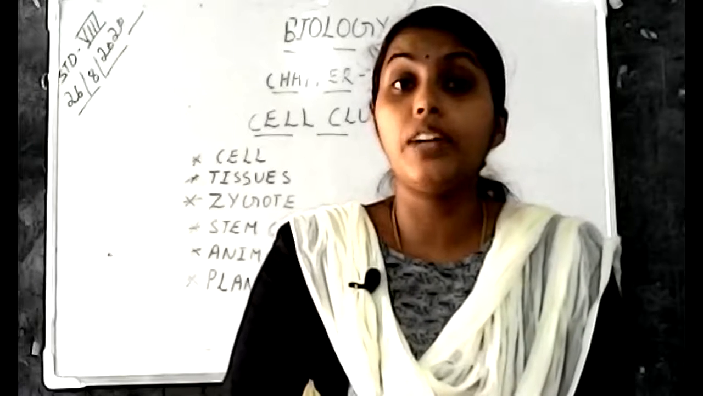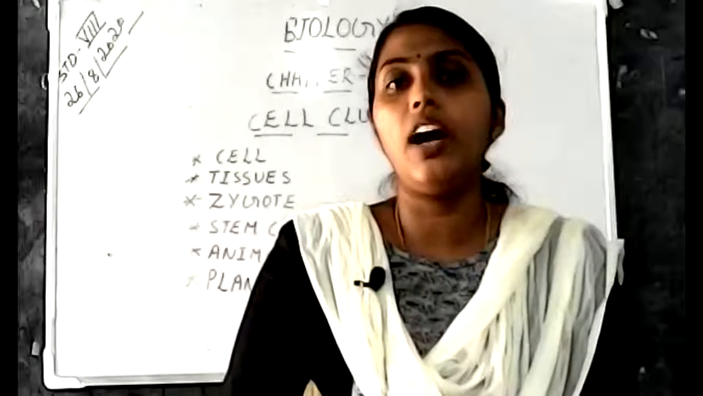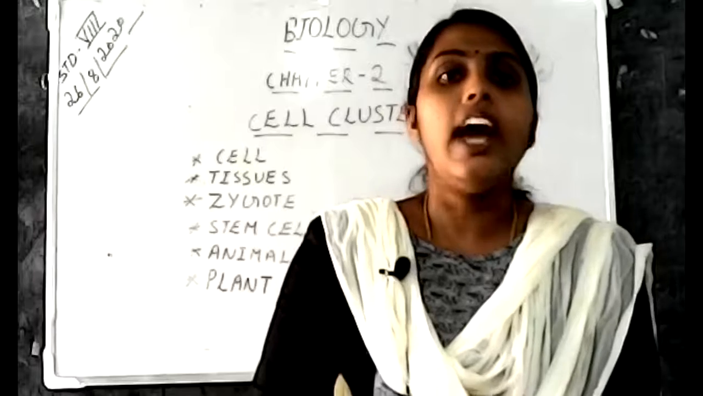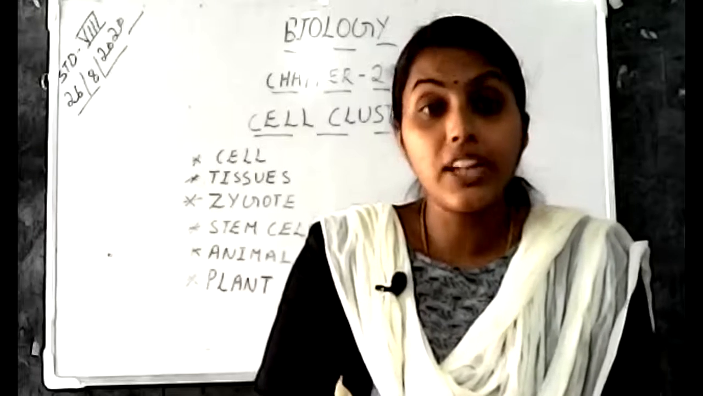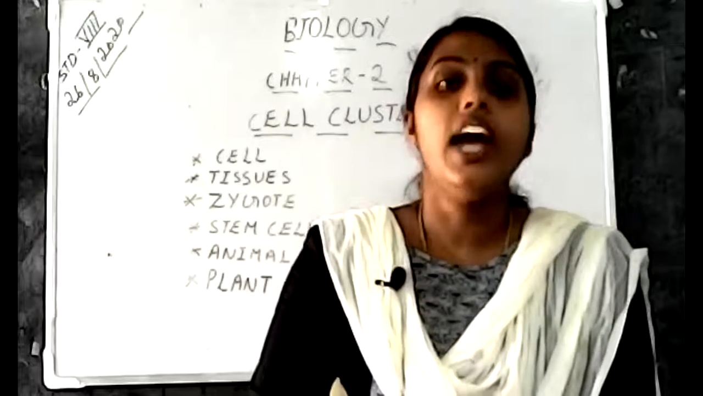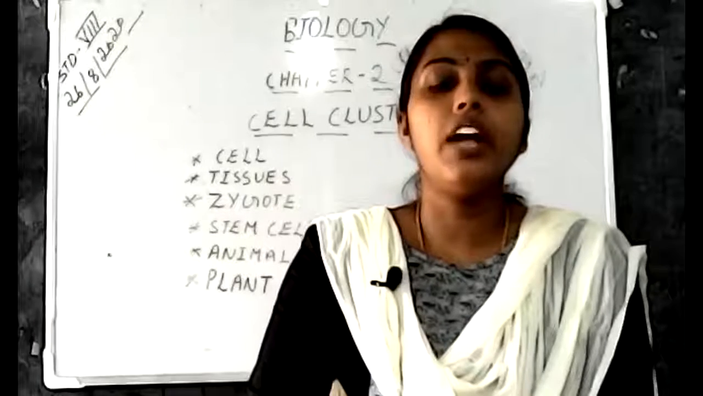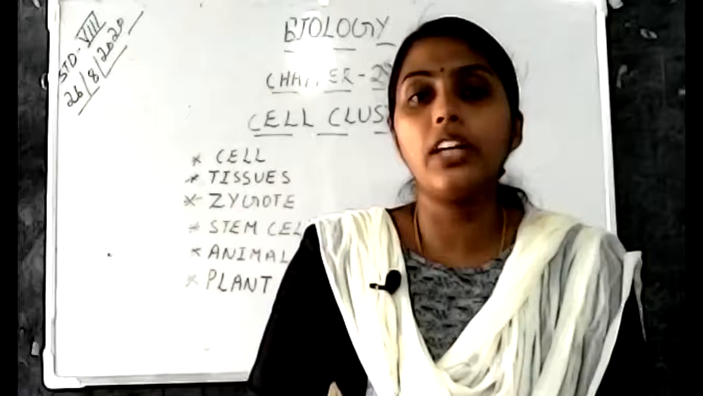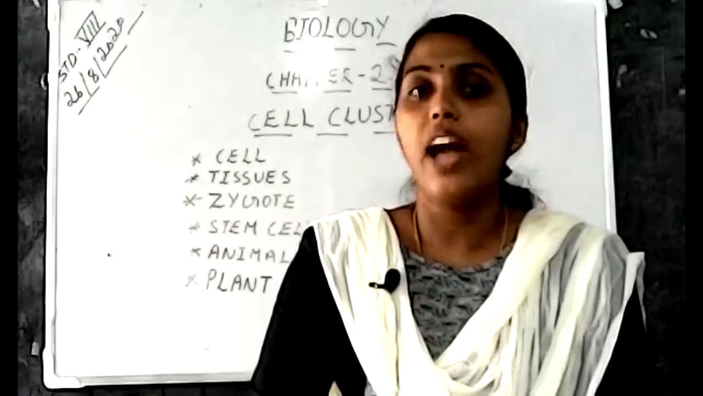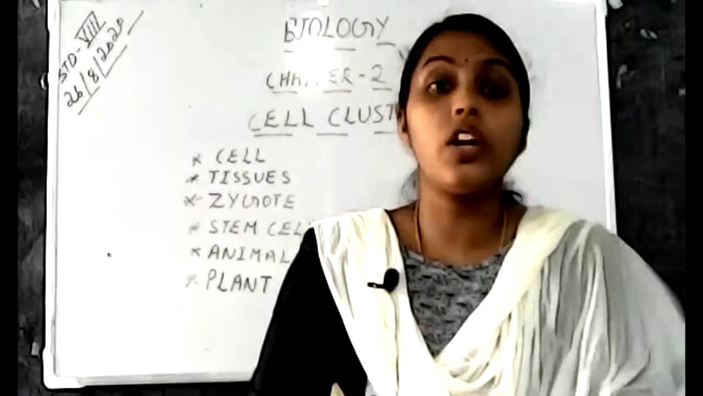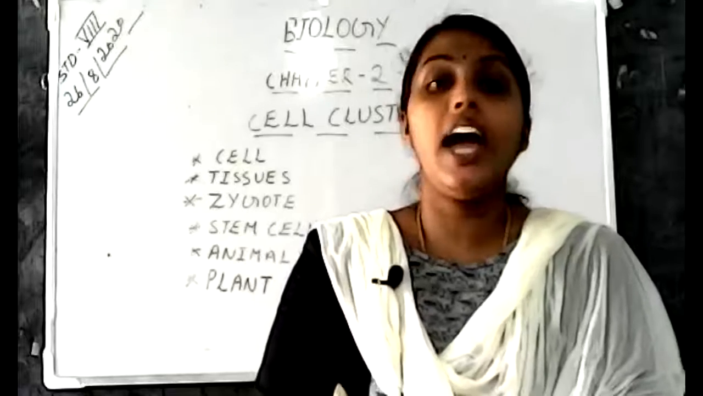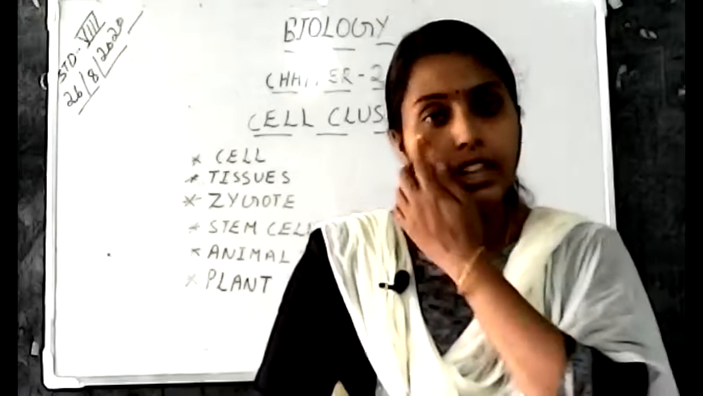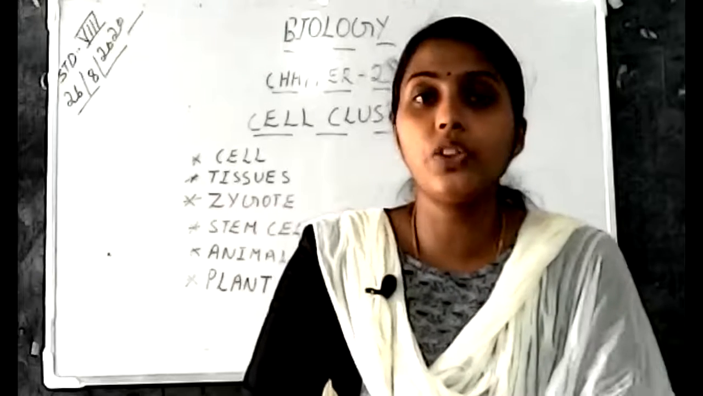And we have studied that our body is developed from a single cell called the zygote, and it undergoes continuous differentiation and forms the fetus. Then we have studied about the stem cell, then about the animal cell, 4 different types of animal tissues, and that is epithelial tissue, muscular tissue, nervous tissue, and connective tissue, all these tissues we have studied.